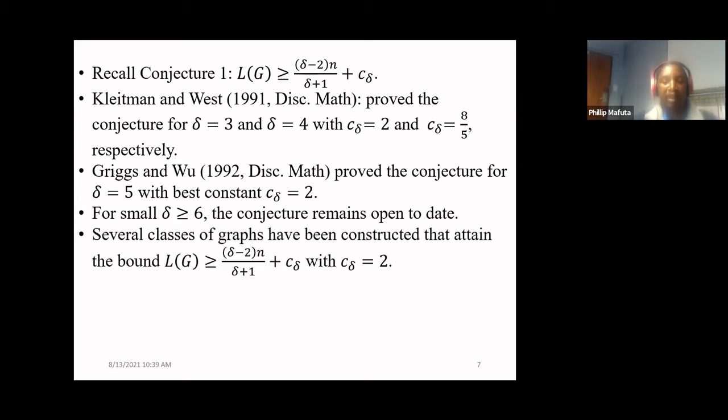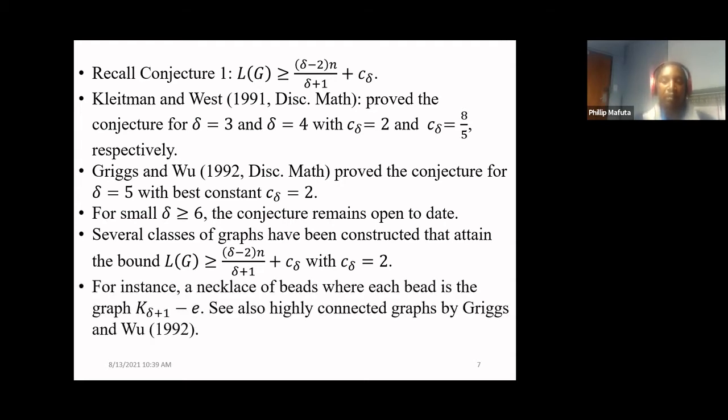Here we consider some classes of graphs that have been obtained to show that L(G) greater than or equal to delta minus 2 over delta plus 1 times n is sharp. These are graphs constructed by Griggs and Wu. A necklace of beads. You know a necklace is something that you put around the neck and it has beads. I will illustrate these necklaces with diagrams as we go.